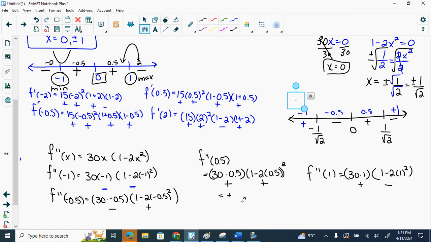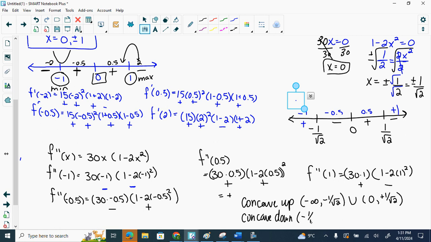So this thing is concave up from negative infinity to negative 1 over root 2, union 0 to positive 1 over root 2, and then concave down from negative 1 over root 2 to 0, and from 1 over root 2 onward.